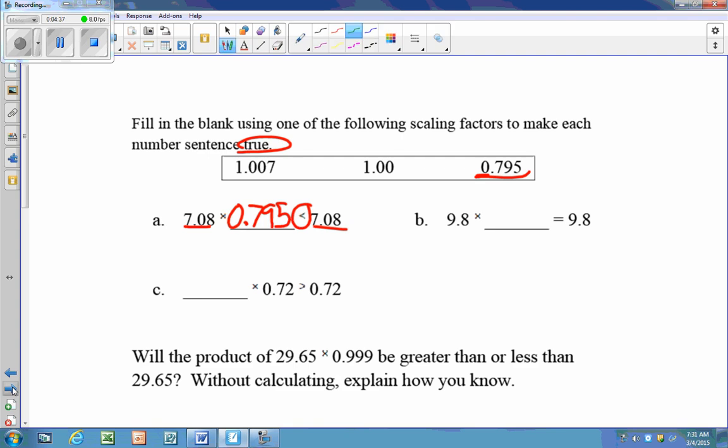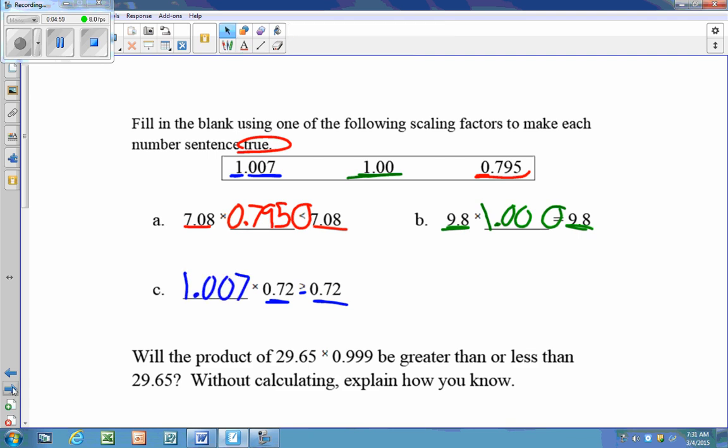Next, I look over at B. I want something that's equal. So if it's equal, it has to be exactly 1. That would be that one. And last, yes, I can just put down the final answer, but I want to check that it makes sense first. We want it to be greater, and to be greater, it has to be greater than 1. So here's 1 with some extra. And then that makes sense.